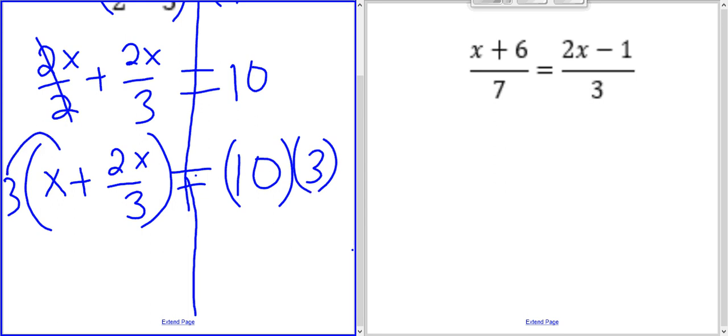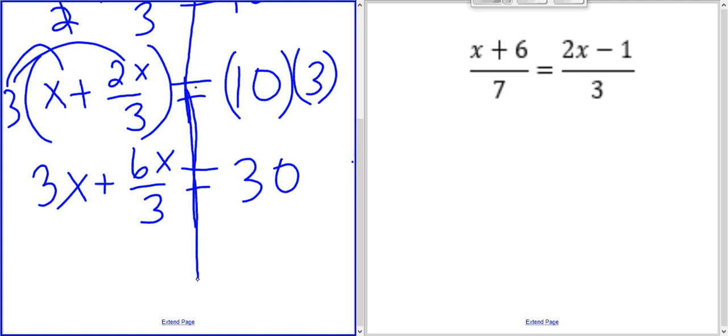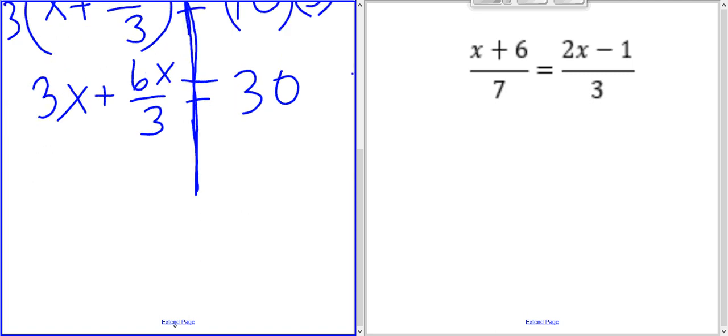So if I distribute, 3 times x is 3x. 3 times 2 is 6, divided by 3, and that equals 10 times 3, which is 30. So now we just have to clean this up on the left side and then solve.